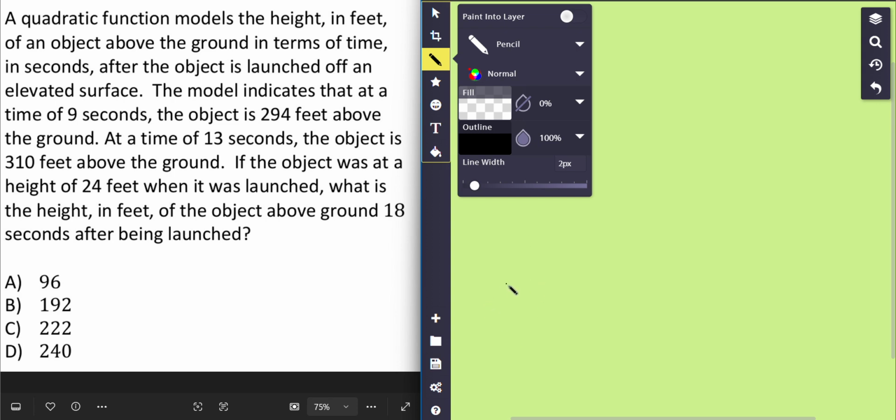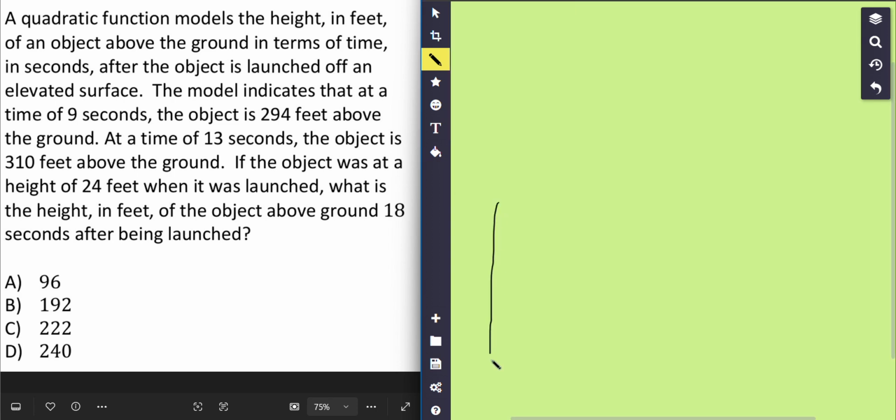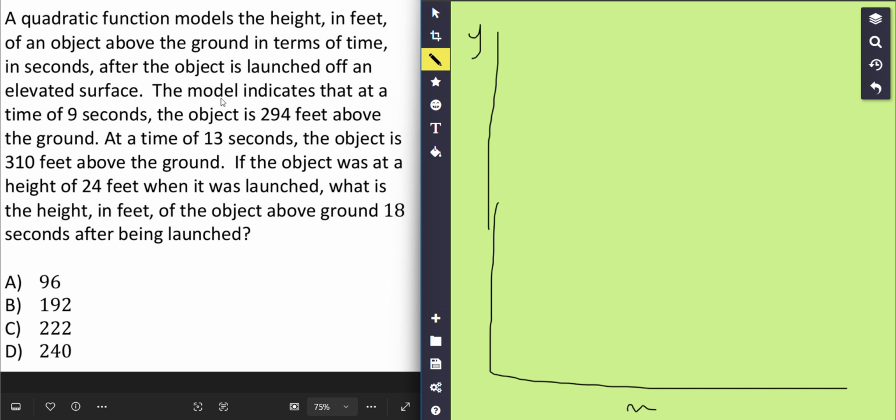The quadratic function models the height of an object from the ground in terms of time. So basically what it says is we have a graph. This is time x and this is height y. The model indicates that at the time of 9 seconds the object is 294 feet above the ground.